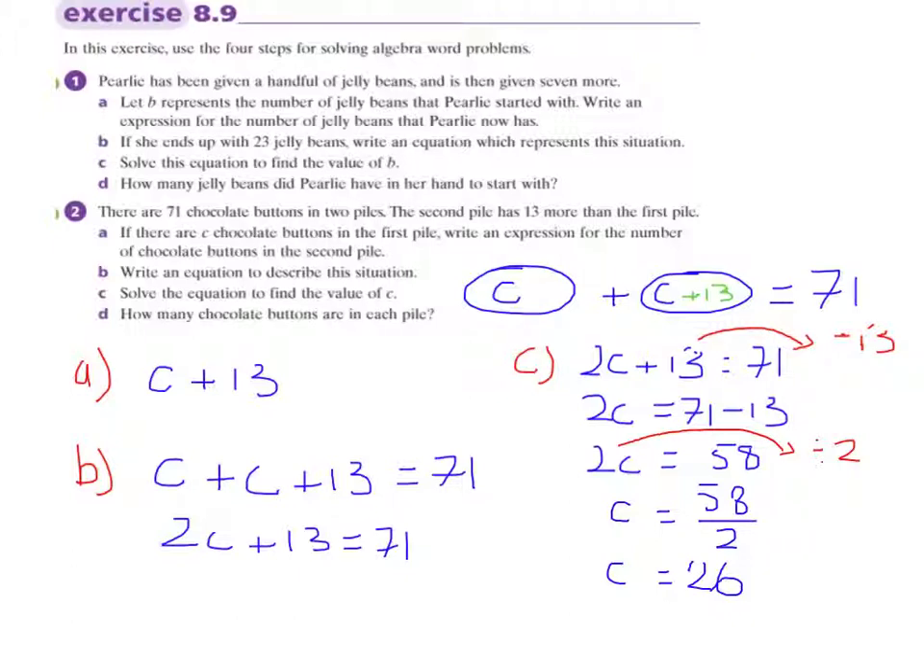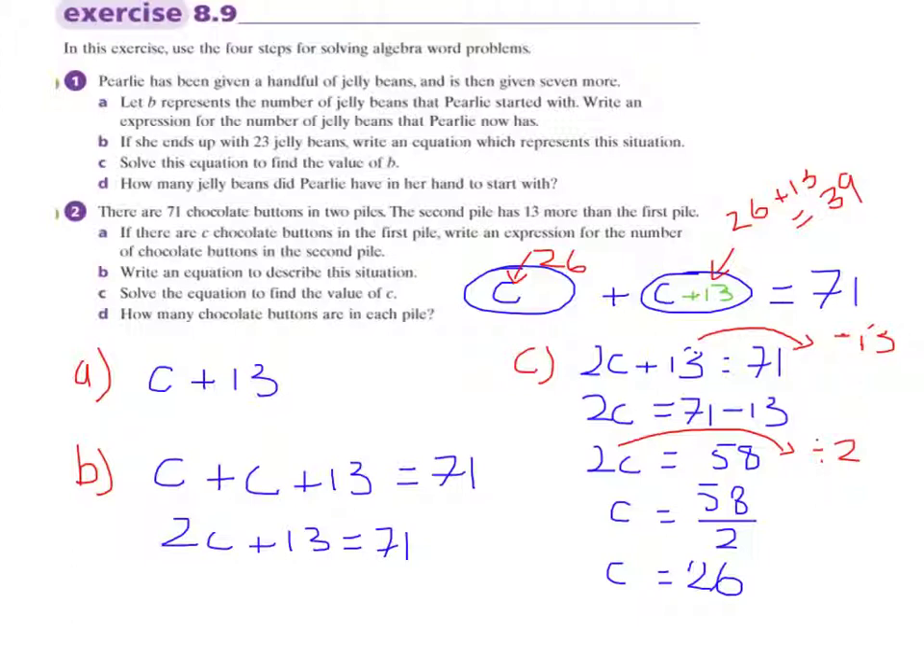So how many chocolate buttons were in each pile? Now I'll go to D. That means in this pile over here there's 26. So over in this pile there must be 26 plus 13, which equals 39. And I'll double check that. So does 39 plus 26 work? Equals 71? And it does, so I'm right.